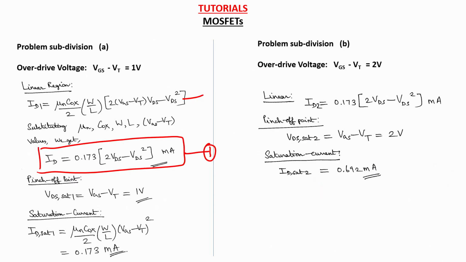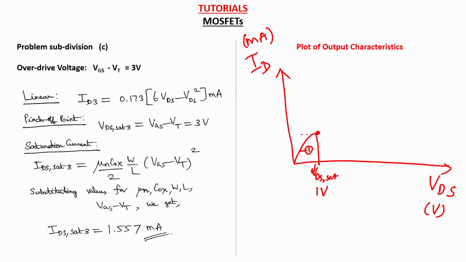Then we calculate the saturation current value by using the saturation current equation, and you find that the saturation current value turns out to be 0.173 milliamps. So we plot that here. From then on the MOSFET enters saturation. So this is for the gate overdrive voltage given in question A, subdivision A of the question.